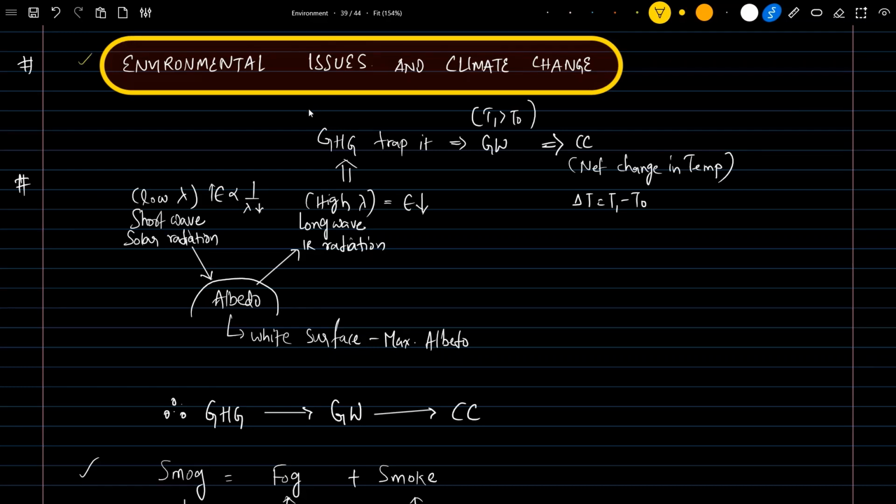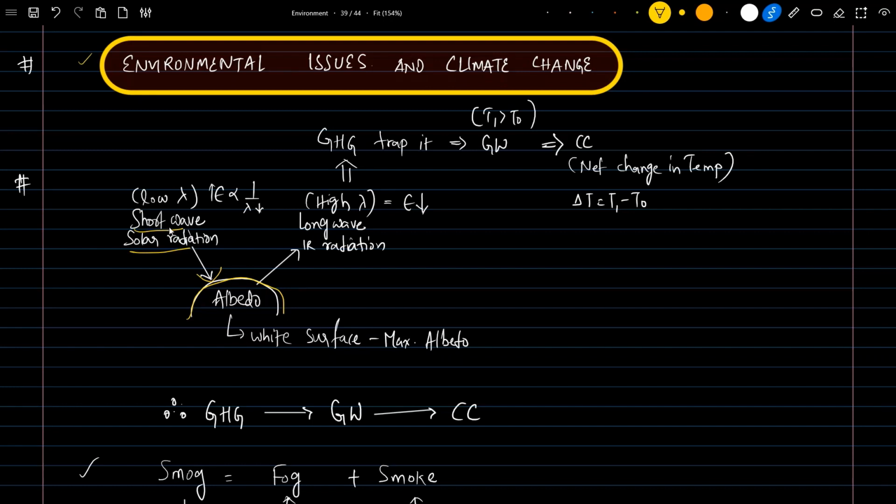For environmental issues and climate change. So in this, we'll understand different concepts associated with it. We all know there will be solar radiation, short wave solar radiation. Let's say this is the Earth surface. So short wave solar radiation will be received.